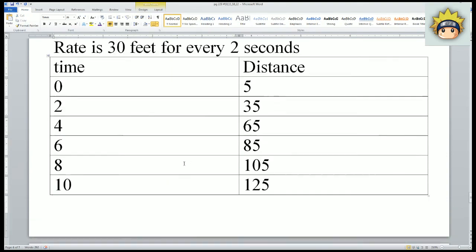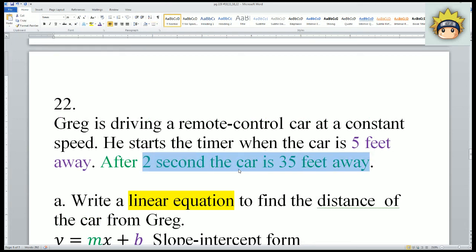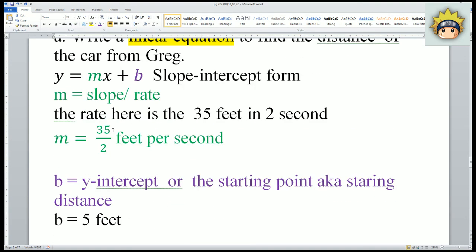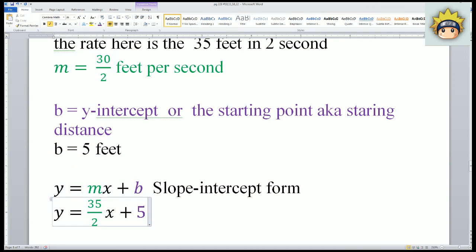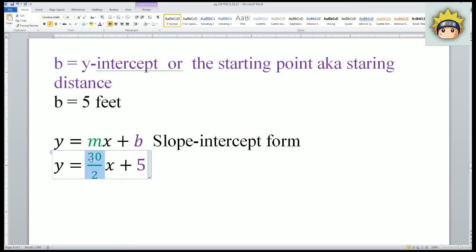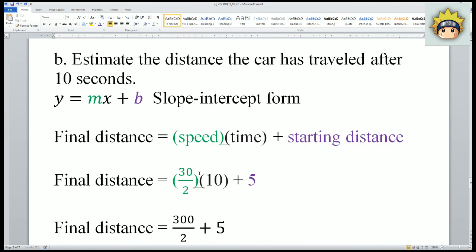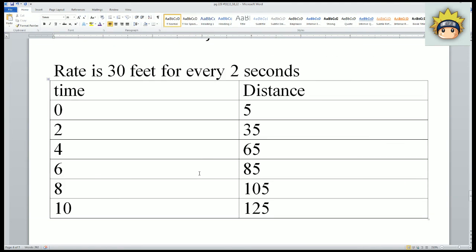I think there's an error based on the way the question is written. After 2 seconds, the car is 35 feet away, so it's traveling 30 feet per 2 seconds, or 15 feet per second. Oh, right here, there's the error. It's 30 each time. So this is 35, 65, 95, and going up to 12, then this becomes 155.